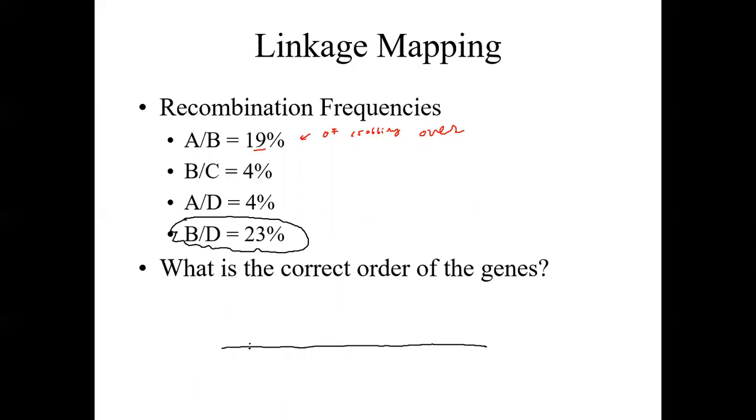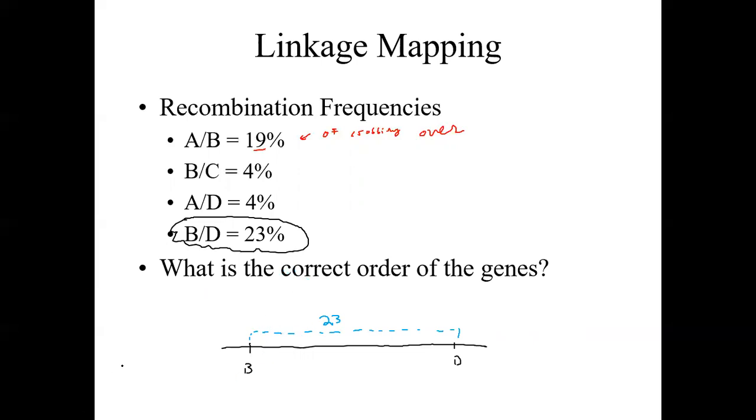So what I like to do is I'm going to put the B gene and the D gene over here, and I'm going to keep these as far apart as possible. And I'm going to record this as being 23 map units apart. So I'm going to put this right here as 23. Okay. Percentage of crossing over in map units, they're going to be the same number. So that's our first one.